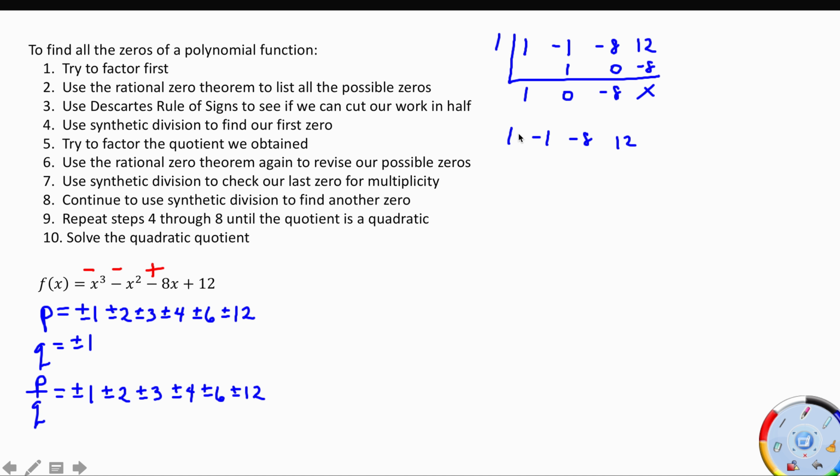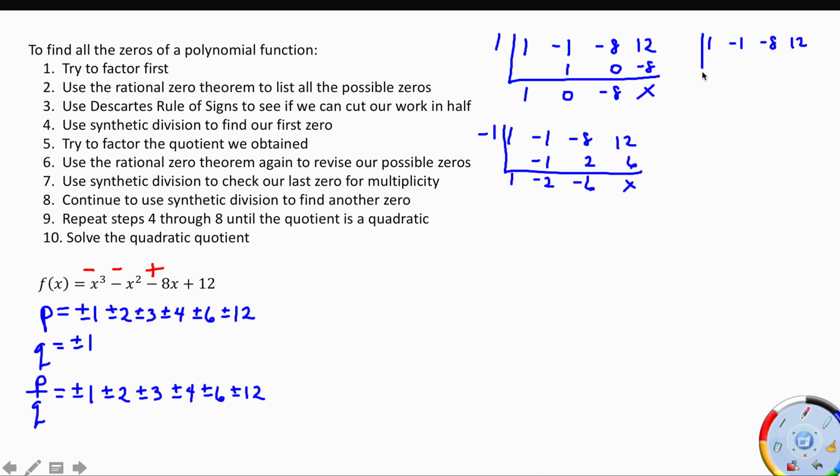I'm going to try negative 1. Bring down the 1 again. Negative 1 times 1 is negative 1. Negative 1 plus negative 1 is negative 2. Negative 1 times negative 2 is positive 2. Oh, no, I thought I had a 2 over here. Never mind. Negative 1 times negative 6 is positive 6. It's not 0. So I'm just going to move to my next number. 1, negative 1, negative 8, 12.